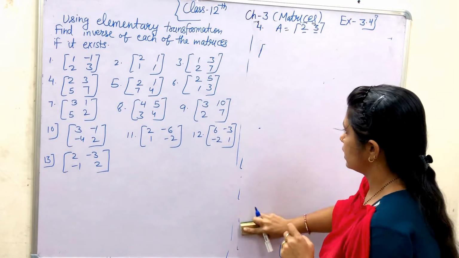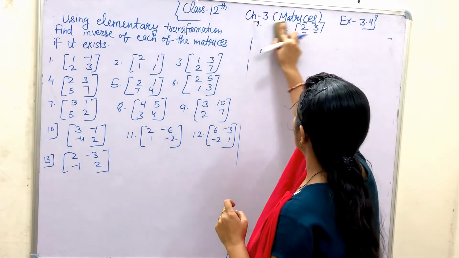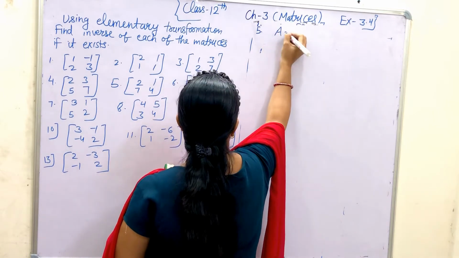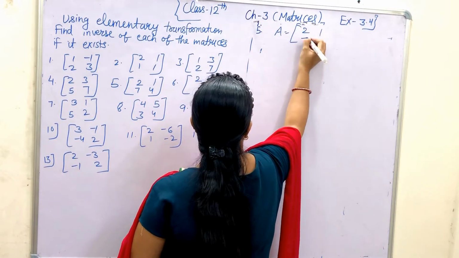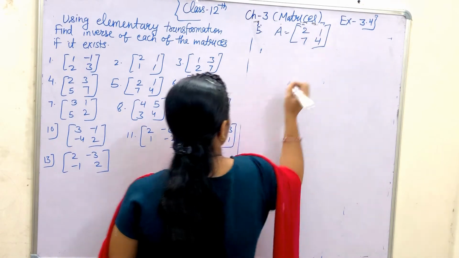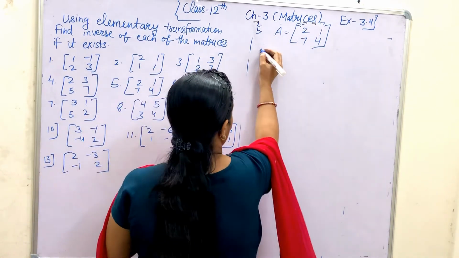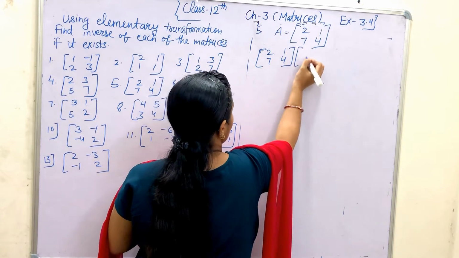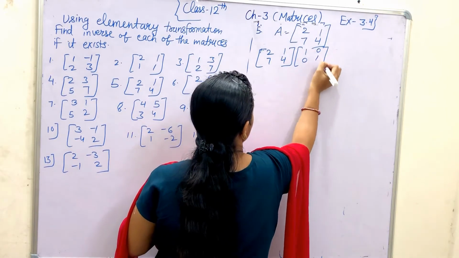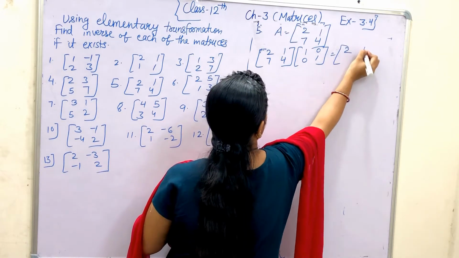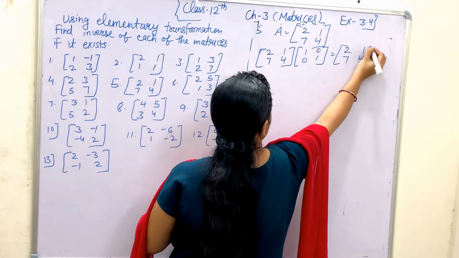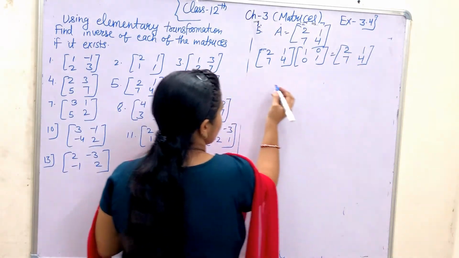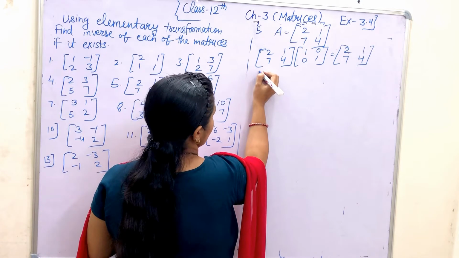2, 1, 7, 4 our matrix. Question number 5. A is 2, 1, 7, 4. Now 2, 1, 7, 4, 1, 0, 0, 1 equal to 2, 7, 2, 1, 7, 4. We have to make our first A1 position as 1. So we divide it by 2.